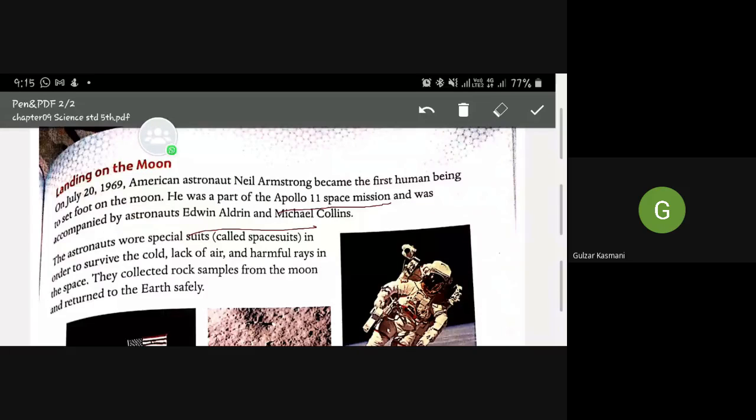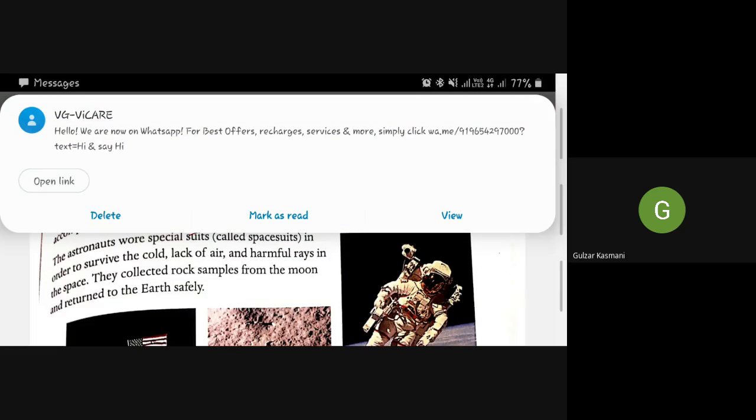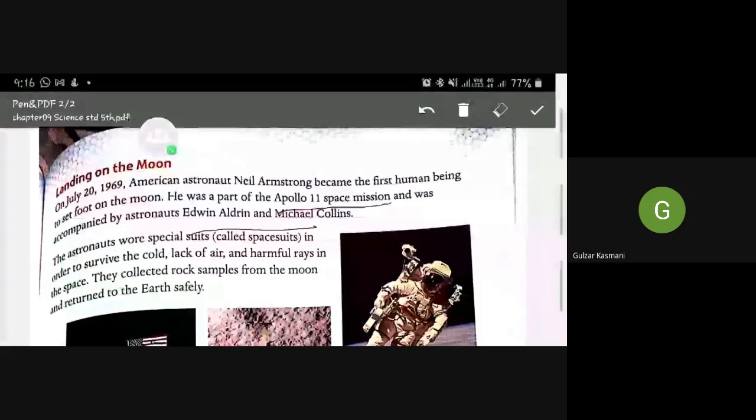Now, astronauts do not wear simple clothes when they are going to the moon or Mars. They wear a special kind of suit called a spacesuit, because there is no air, the weather is cold, there are harmful rays, and we don't know what will happen. They wear the special suit to survive all these types of harmful things. So this is called a spacesuit.